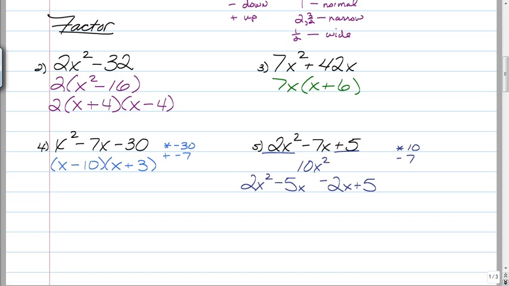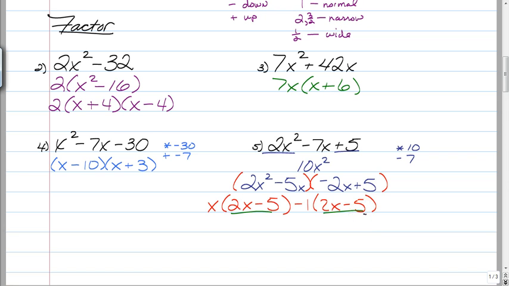From here, you group the first two and the last two, and you factor out your GCF. So the GCF of this is just x, but that's going to leave you with 2x minus 5 on the inside. For this one, our GCF is a negative 1, which is going to leave us with 2x minus 5 on the inside. Now you'll know you did this correct if the insides are the same.